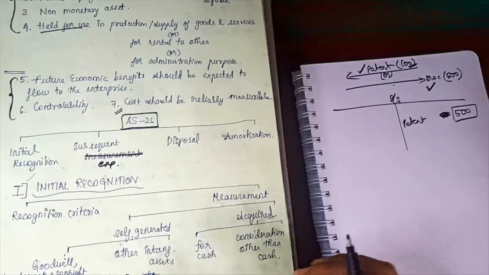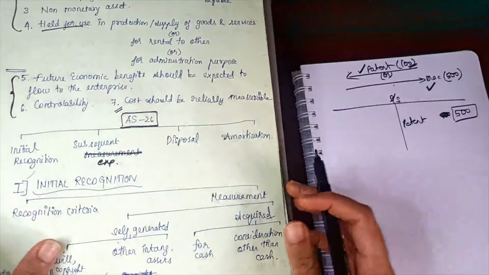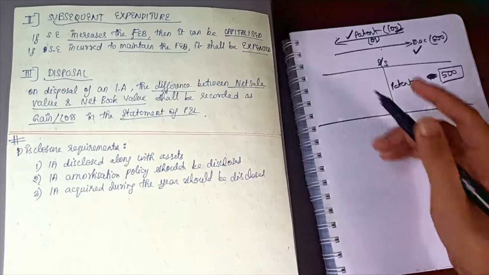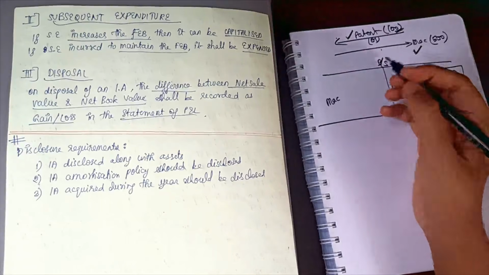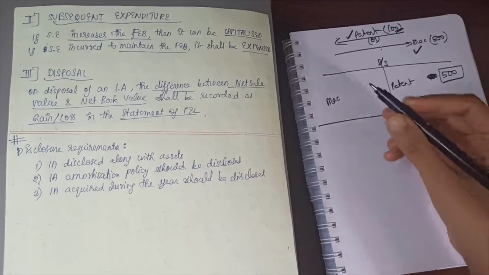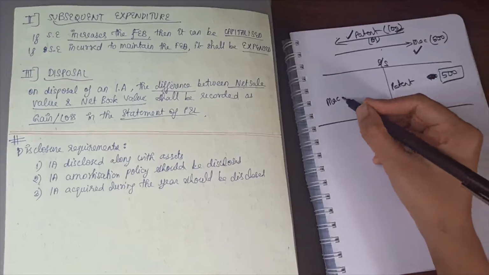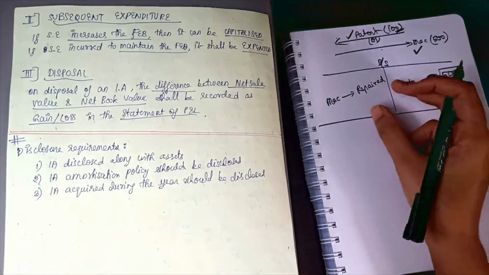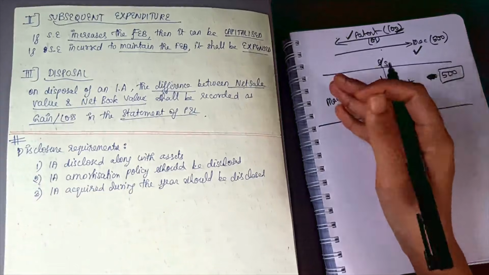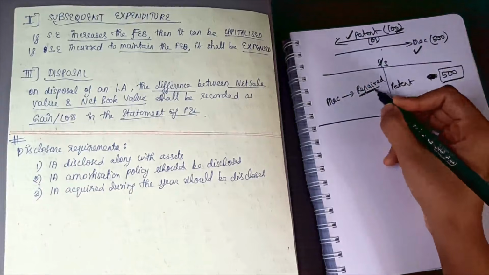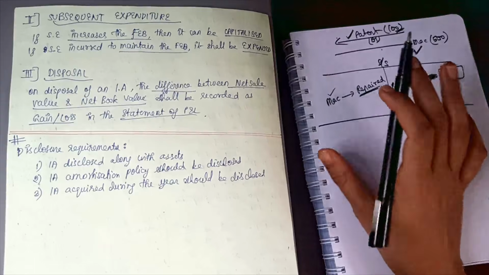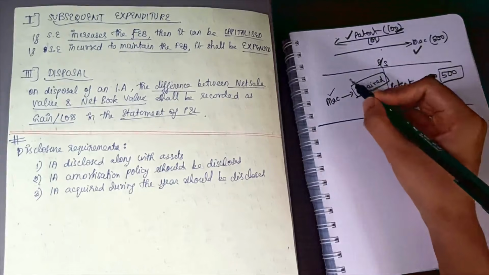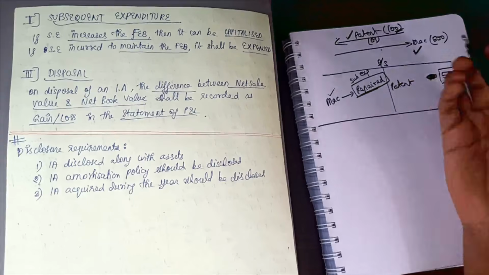Next we'll move on to subsequent expenditure. So what is subsequent expenditure? I'll first give you an example. Suppose you have a machinery in your entity. After a few years of running, this machinery needs to be repaired. So this repair expense is a subsequent expenditure after the machinery is bought and installed. How you are going to record such subsequent expenditure is what we are going to see.